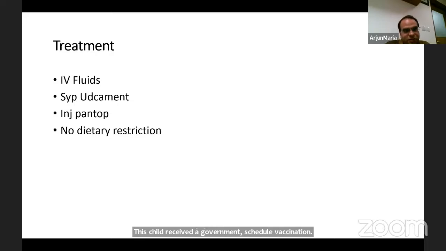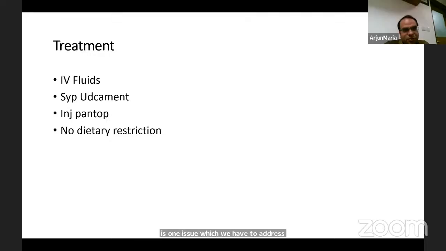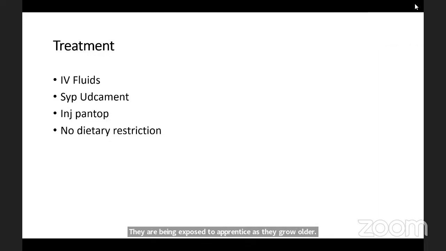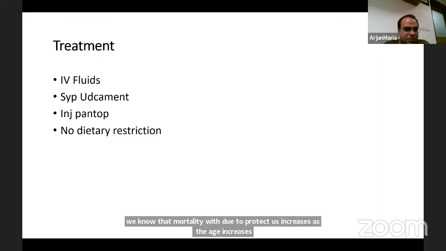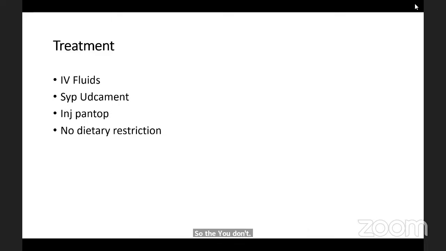That is one issue we have to address, because hygiene standards are improving in India. So children are not being exposed to hepatitis A early on. They are being exposed as they grow older, and we know that mortality due to hepatitis A increases as age increases. In the next decade, we are expecting a lot of mortality because of hepatitis A, because the virus is still in circulation but hygiene standards have improved, so the age of exposure is increasing. There is no specific antiviral against this yet. In due course of time, there is a chance that it will be included in the immunization schedule also.